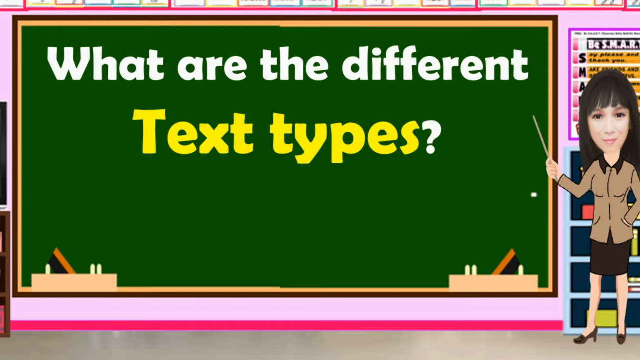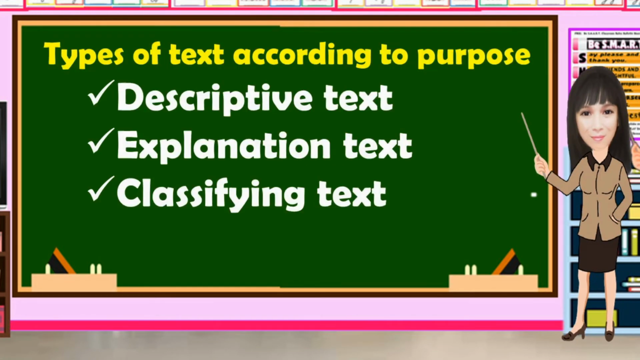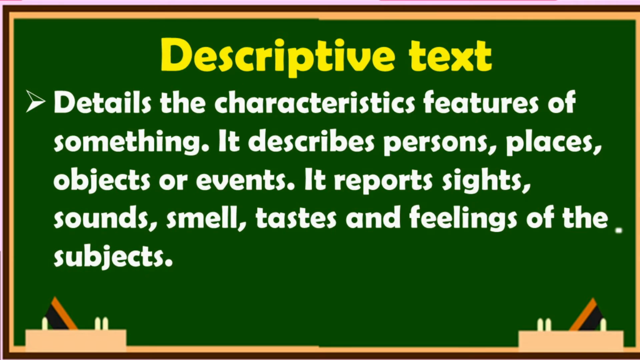What are the different text types? We have types of text according to purpose. We have descriptive text, explanation text, and classifying text. Okay, what is a descriptive text? Descriptive text details the characteristic features of something. It describes persons, places, objects, or events. It reports sights, sounds, smell, taste, and feelings of the subjects.